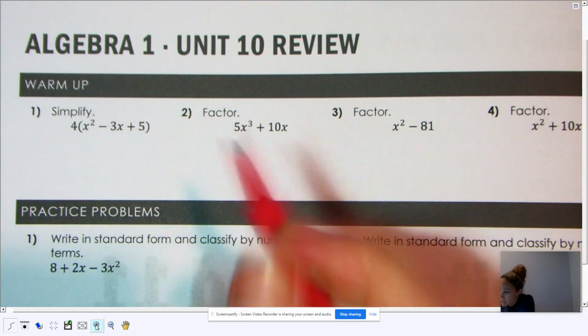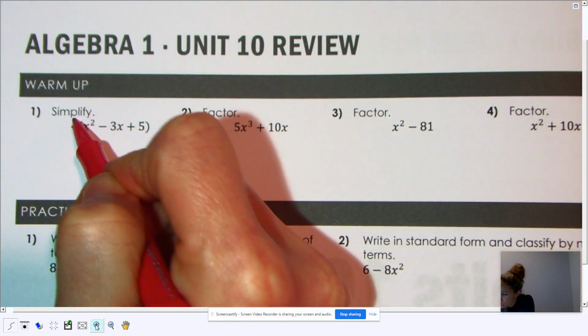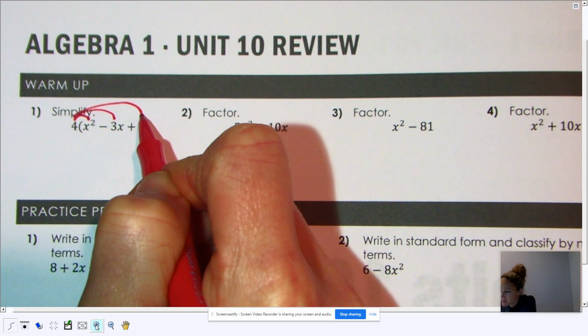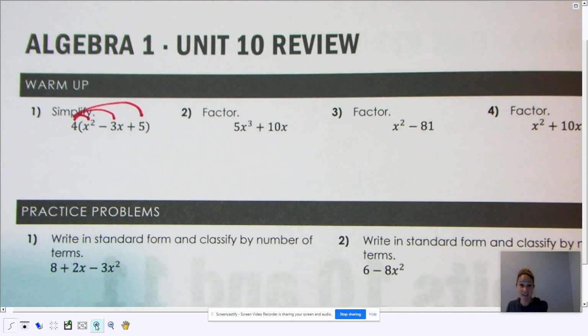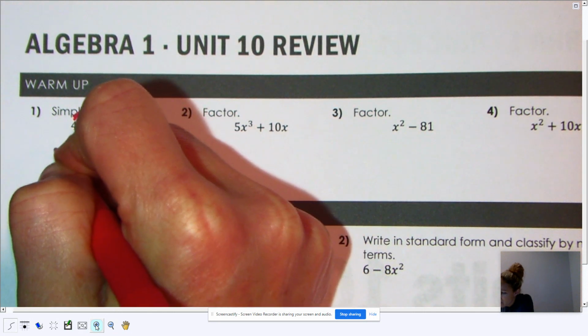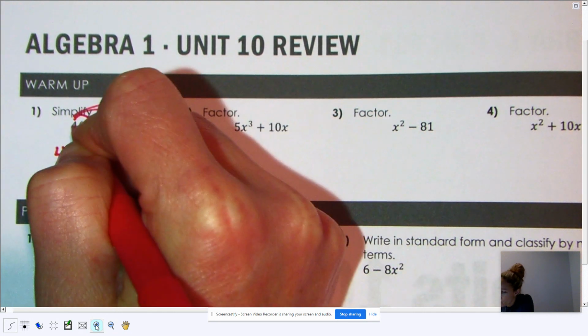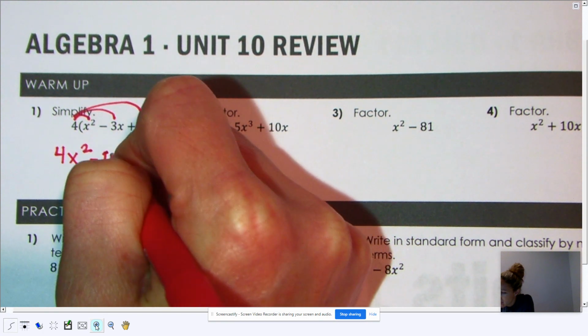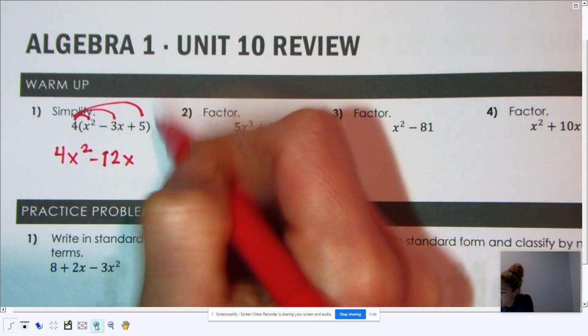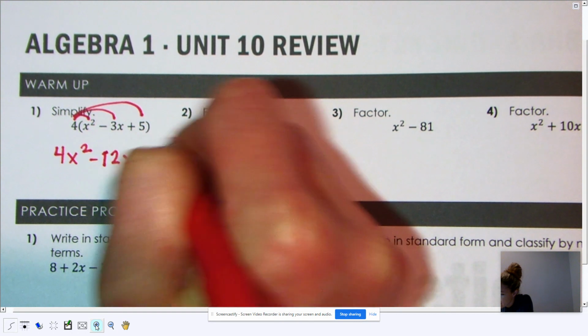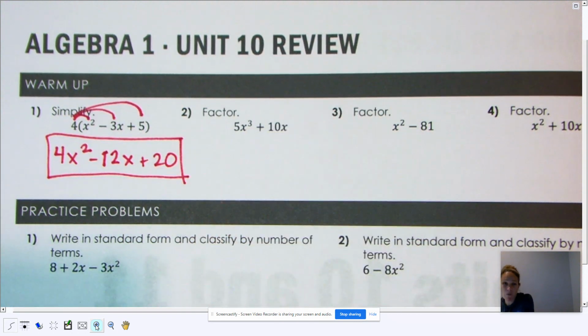Just a reminder of what we did a little while ago. We're going to distribute anything that's on the outside of the parentheses to everything that is on the inside of the parentheses. So we have 4 times x squared is 4x squared. 4 times negative 3x is negative 12x. And 4 times 5 is 20. That's your answer for number 1.